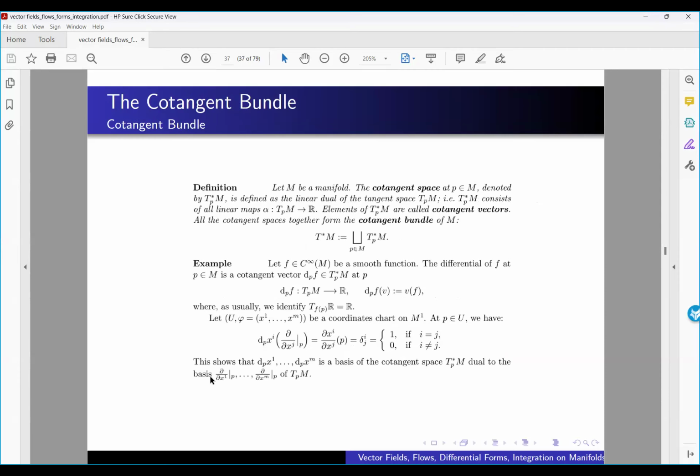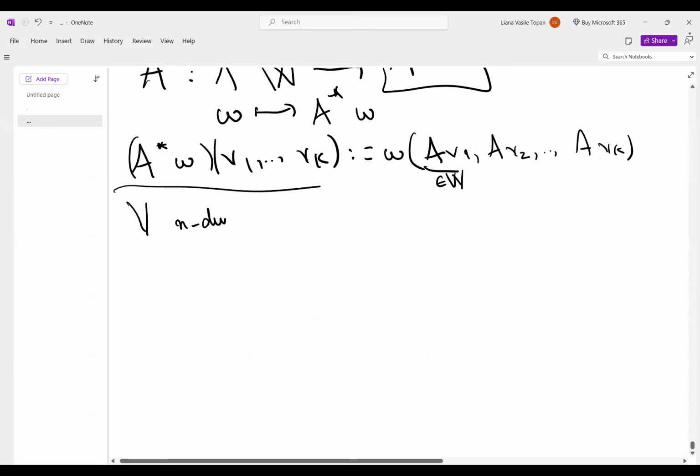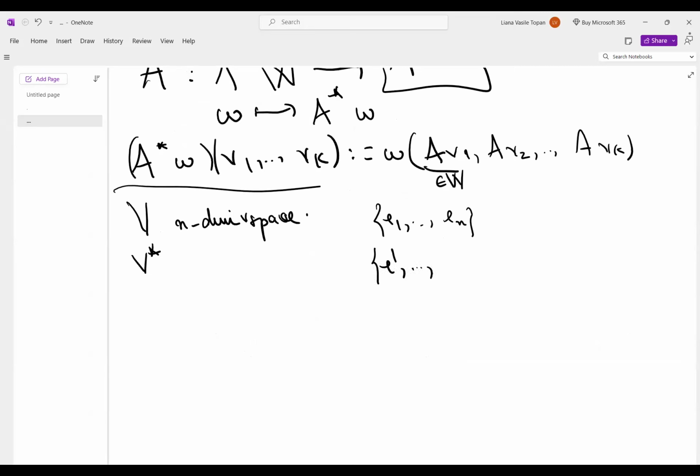Now, before going and talking about the cotangent bundle, let me give you one more remark here. Suppose that you have V, an n-dimensional vector space, and again with a basis e1, ..., en, and then you take the dual, again n-dimensional, and the basis of the dual, as we denoted until now, is given by something like this.